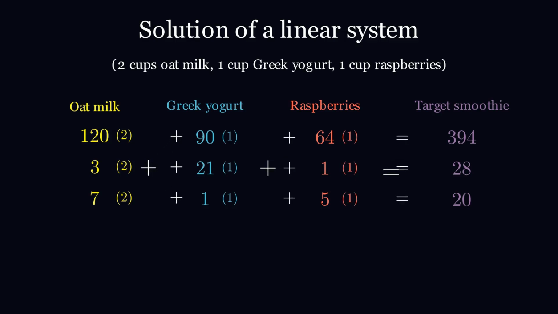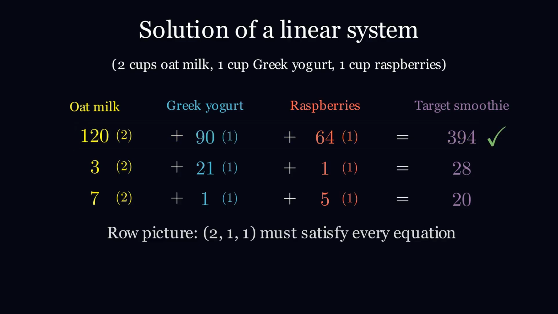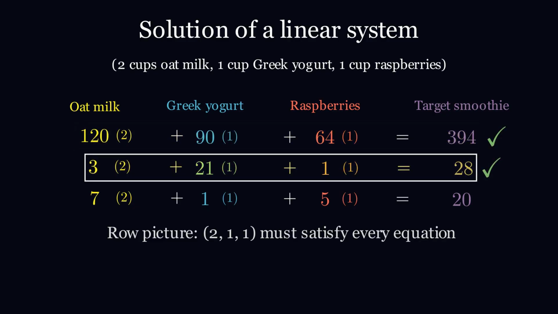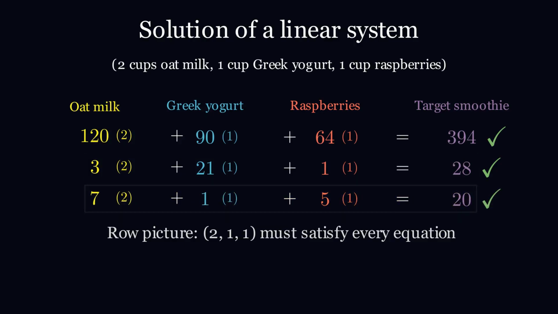If you look at the first row, we're adding calories with calories. In the second row, we are adding protein with protein, and in the third row, we are adding sugar with sugar. And as we see, all are satisfied. So the choice 2, 1, 1 makes every equation true at the same time. That means 2, 1, 1 is actually a solution for this linear system. In smoothie language, 2 cups of oat milk, 1 cup of Greek yogurt, and 1 cup of raspberries makes exactly the target smoothie we wanted.